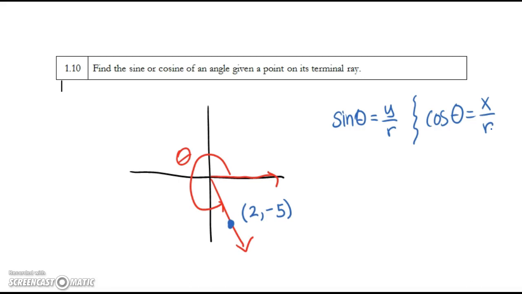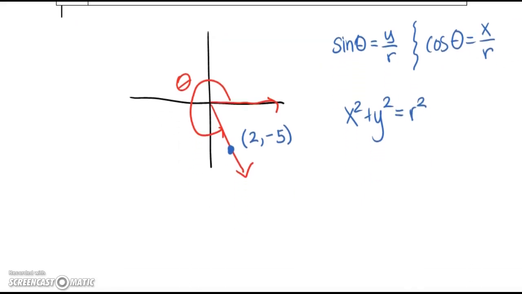We have x, we have y, we need to find r. So the relationship between x, y, and r is the following. X squared plus y squared equals r squared. Let's use that relationship to find r. X is 2, y is negative 5, and by substituting we get the following equation.